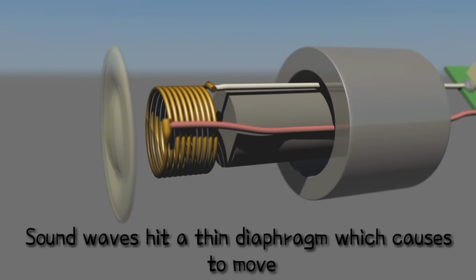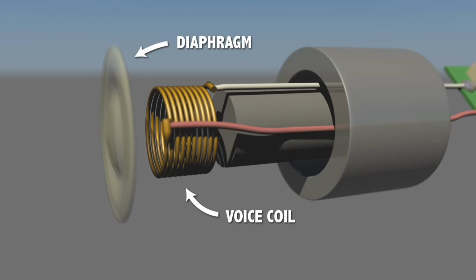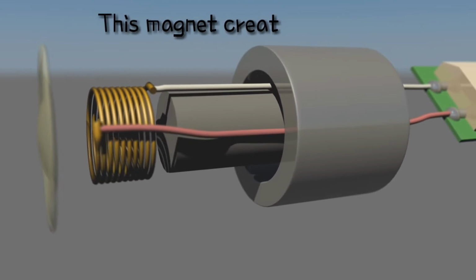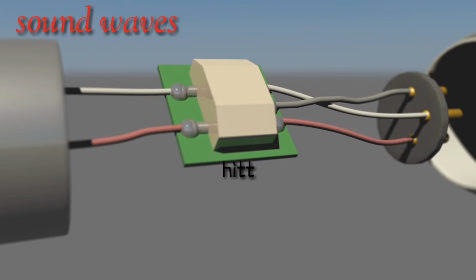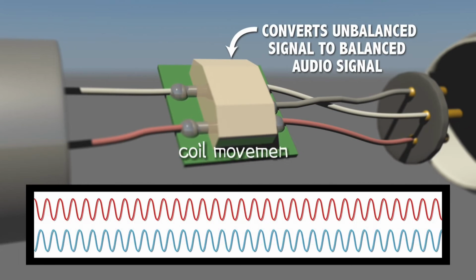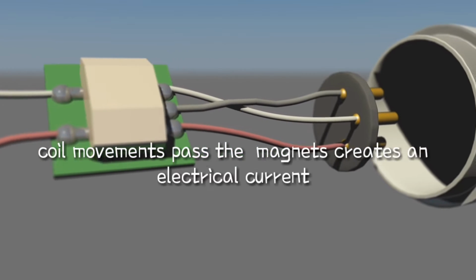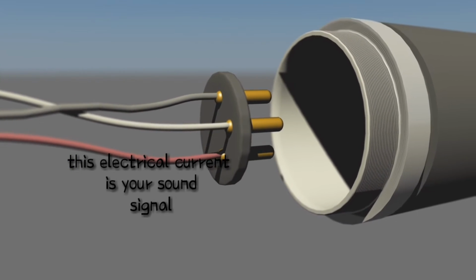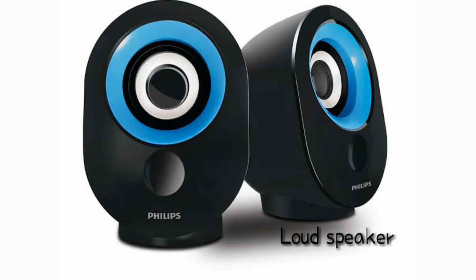Sound waves hit a thin diaphragm which causes it to move. This diaphragm is attached to a coil, surrounded by a magnet. This magnet creates a magnetic field around the coil. The sound waves hitting the diaphragm are moving the coil, and the coil movements past the magnets creates an electrical current. This electrical current is your sound signal. Loudspeakers are basically reversed microphones.